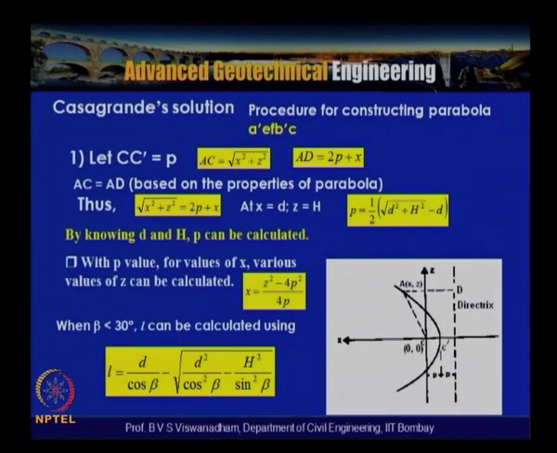So with the p value, various values of z can be calculated. So for different values of x, various values of z can be calculated. When beta is less than 30, L can be calculated by using the expression L is equal to d by cos beta minus root over d square by cos square beta minus h square by sin square beta.